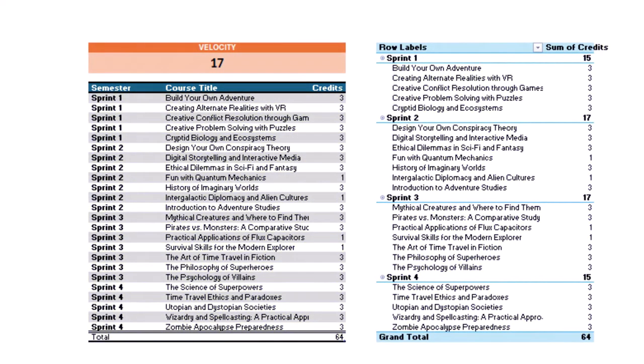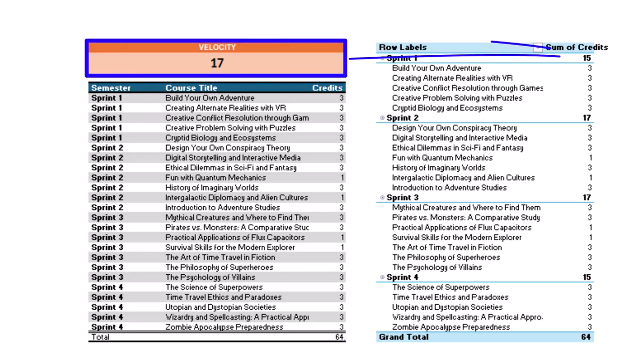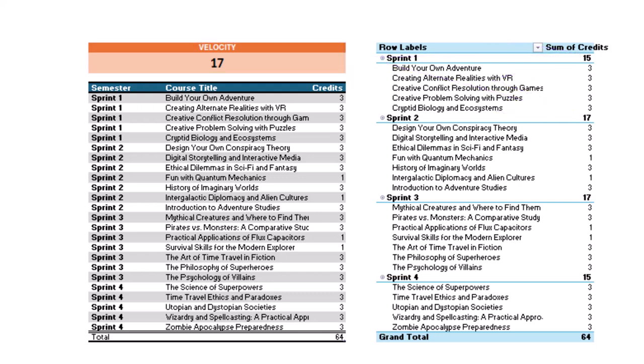Now, just like a development team's velocity represents how much work they can handle per sprint, my maximum course load per semester is 17 credits. That's my velocity. Any more than that, and I'm going to burn out. But like any project, things don't always go as planned, and you'll see that reflected in the burn-up and burn-down charts. In Sprint 1, the goal was to complete 15 credits for the semester.